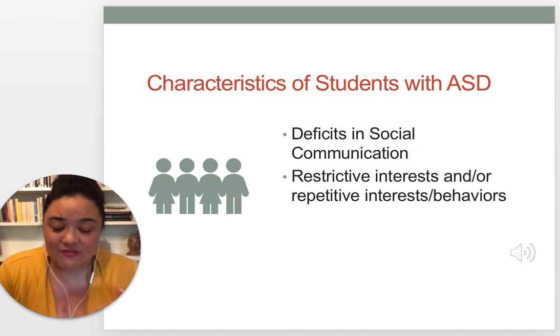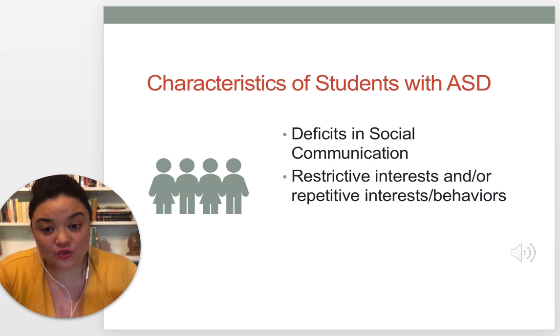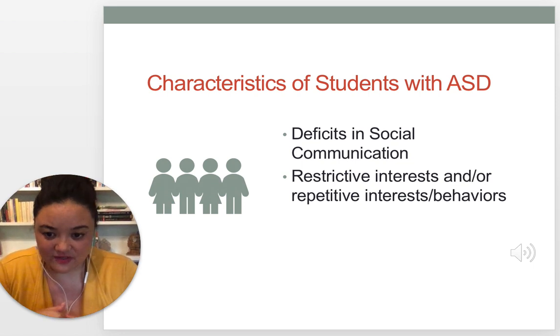Right? So we've oftentimes heard the saying that if you've worked with one individual with autism, you've worked with one individual with autism. Autism is oftentimes called a heterogeneous disorder, and that's because the severity and presentation of these behaviors vary widely amongst individuals.